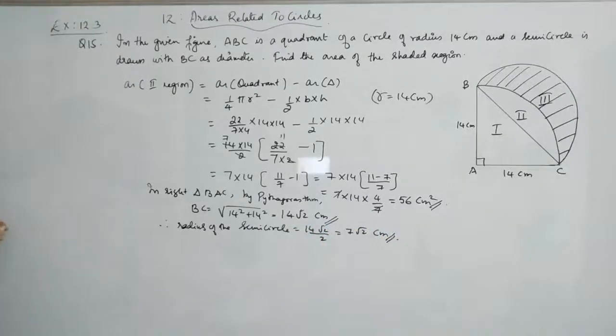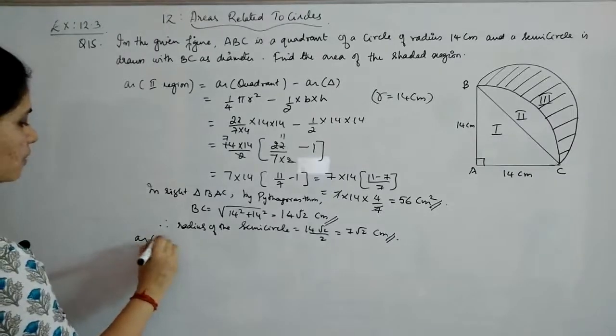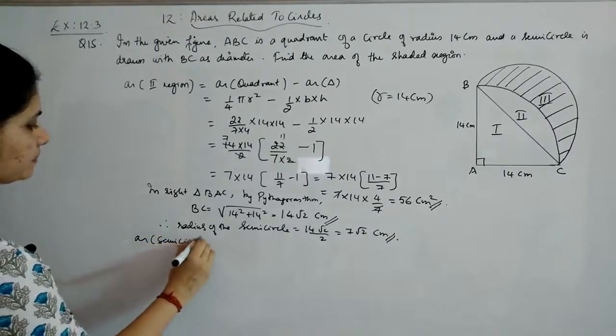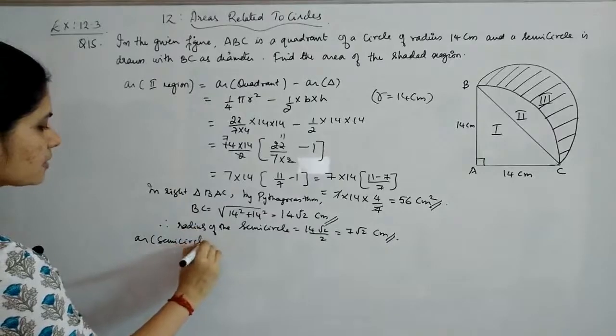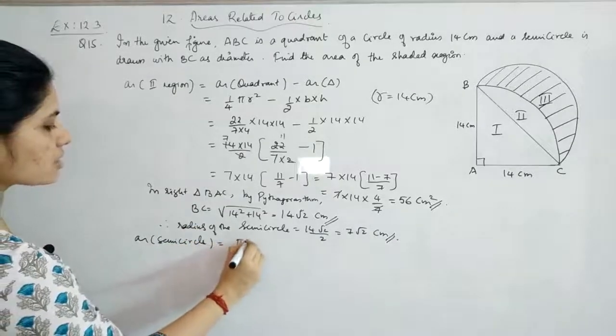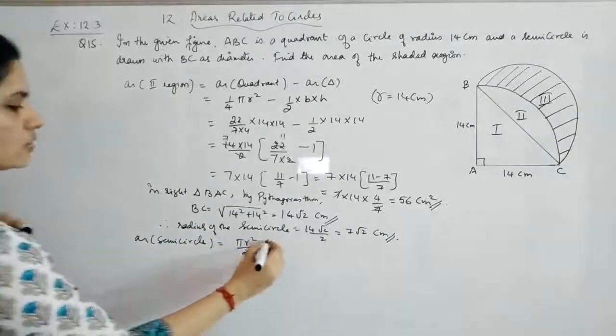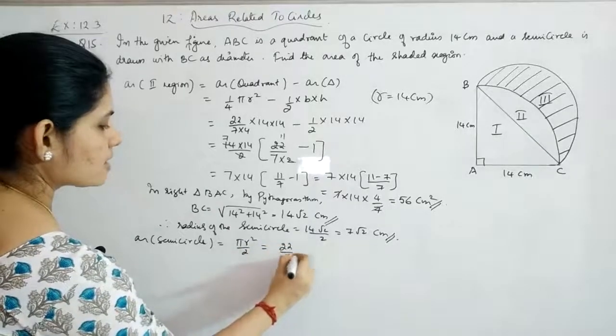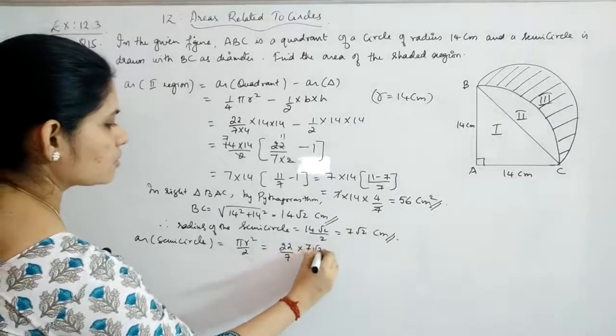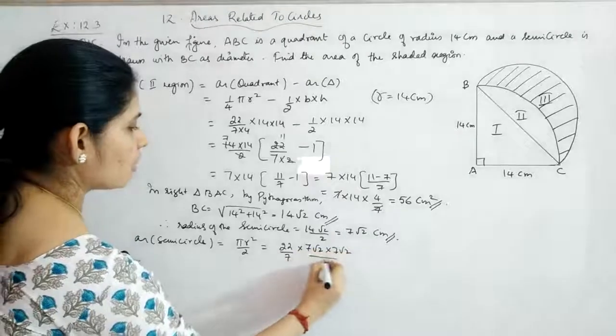Okay, now we have to find out the area of the semicircle, and area of the semicircle is equal to pi r square by 2, which is equal to 22 by 7 into r is 7 root 2 into 7 root 2 by 2.